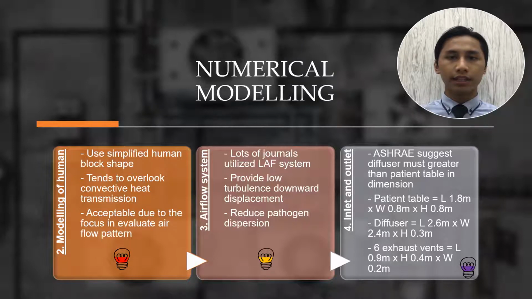Lastly, the inlet and outlet mechanism. ASHRAE suggested using an inlet which is bigger than the patient table, and this study obeys the suggestion as shown in the dimension between the patient table and diffuser. Plus, 6 outlets with dimensions 0.9 times 0.4 times 0.2 in meters are used in these numerical models.